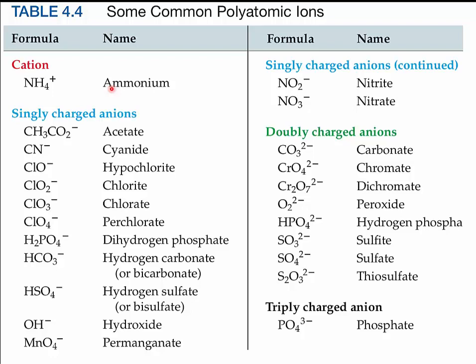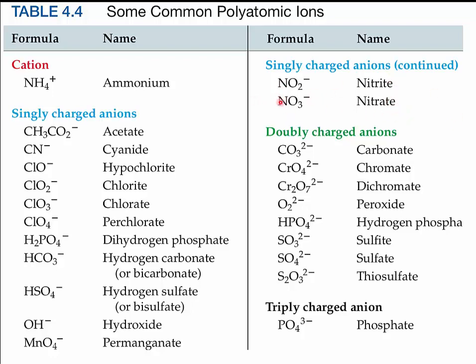We're going to classify them by whether they have single, double, or triple charges. Lots of single charge ones: acetate. Acetic acid's conjugate base is acetate. A lot of these do exist as acid-base conjugate pairs. Cyanide, CN minus. We've got chlorite, chlorate, perchlorate, and hypochlorite. These are all going to be -1. Dihydrogen phosphate, hydrogen carbonate, hydrogen sulfate, hydroxide. That's what makes something a base: hydroxide. Permanganate, nitrite, and nitrate. Nitrates are really common. We will see those a lot because all nitrates are soluble.